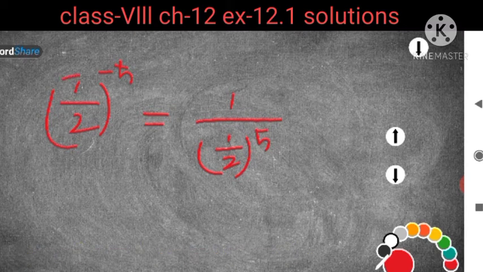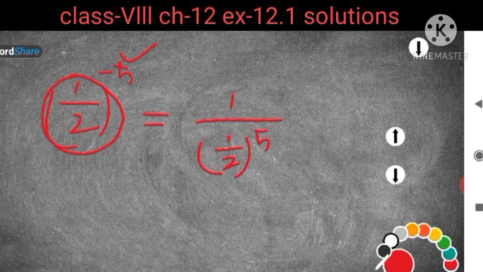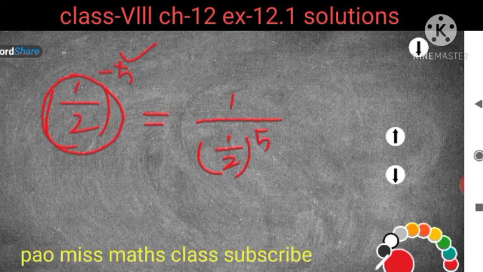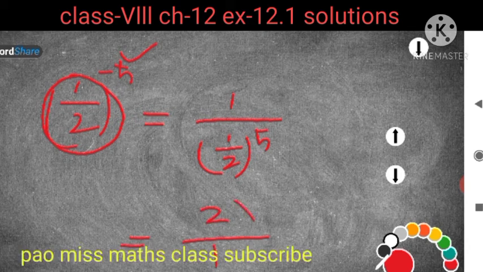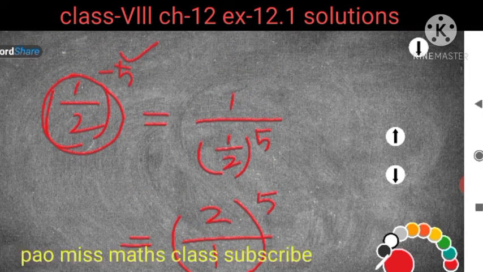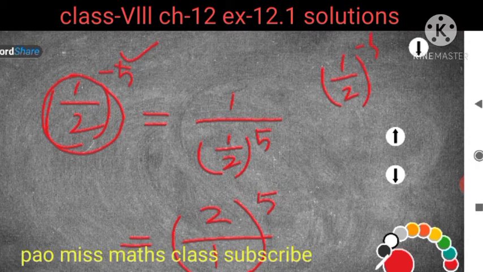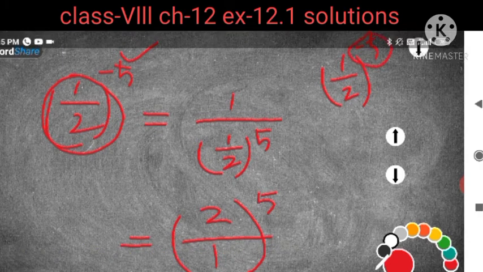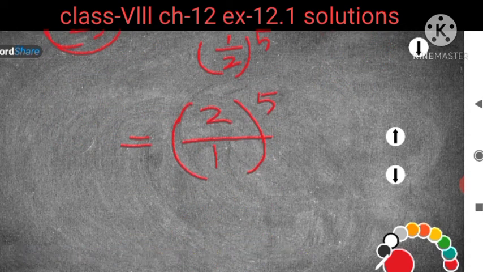But wherever you see a fraction and the power is negative, and you want to make it positive, you just have to write the fraction in the reverse way. Then the power will become positive. Again I'm explaining: 1 upon 2 is a fraction and the power is negative. So if you want to make this power positive, you have to write this fraction in the reverse way. That means 2 upon 1 to the power 5.